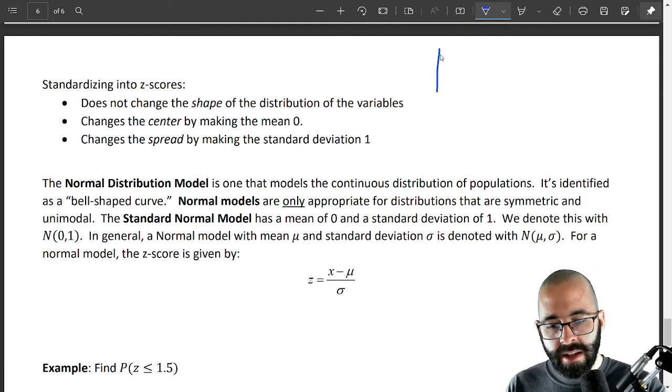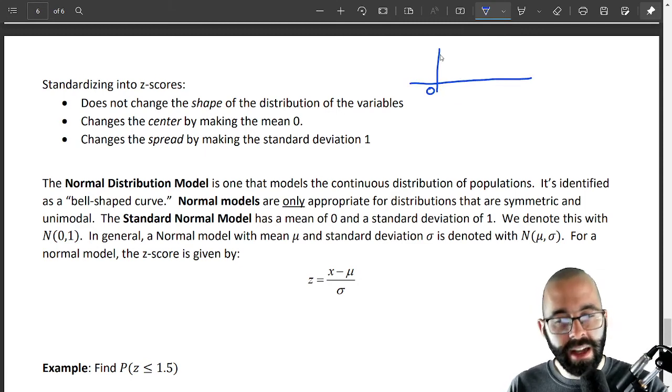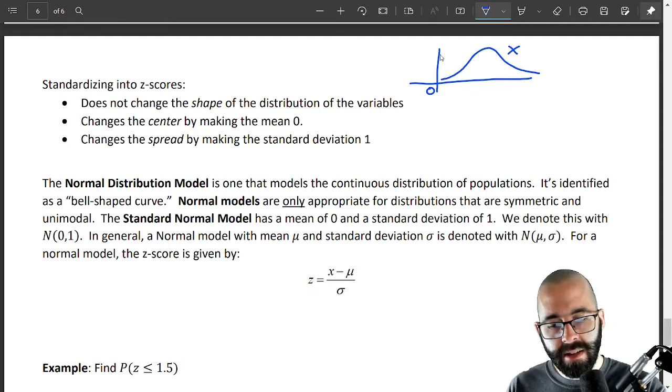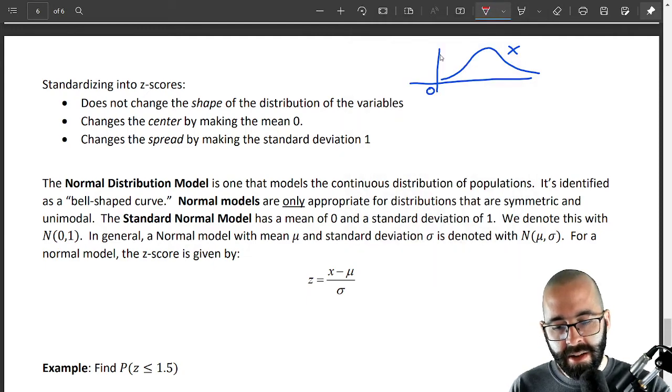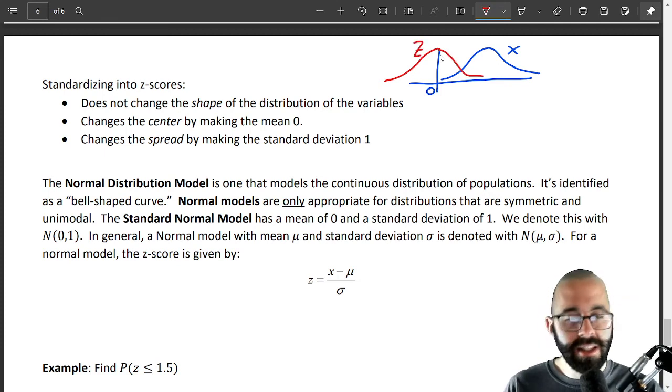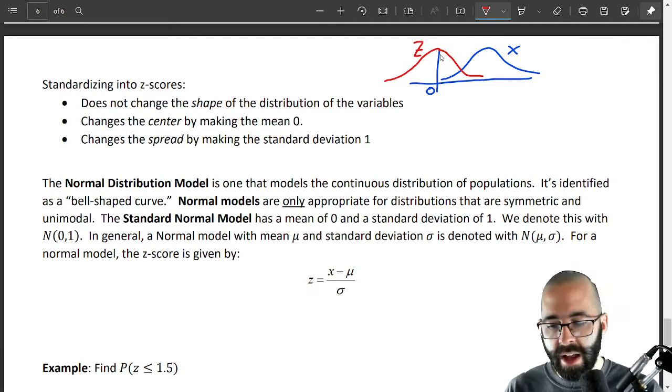Maybe I'm looking at, let's say this is 0 right here. Well, then maybe if this is our curve x, it's going to have to get moved over to become z, right? Because z has a mean of 0. So it can change the center, right? Because z, the standard normal curve, is centered, and it can also change the spread.